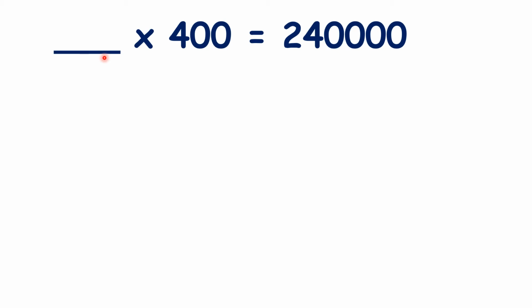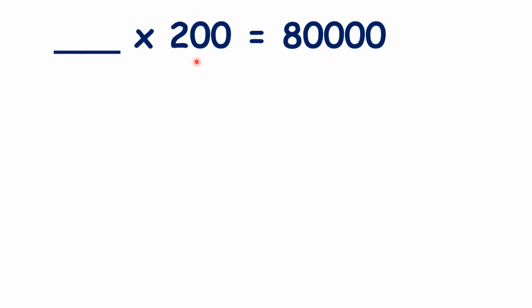Now, what times 400 equals 240,000? 6 times 4 is 24, and we have 4 end zeros in our answer, so we need 600 times 400, so that we have 2 end zeros in each of the numbers in our question to make 4 end zeros in our answer.